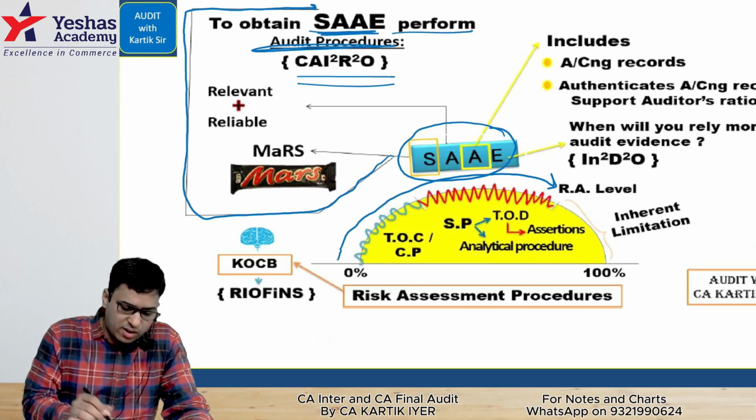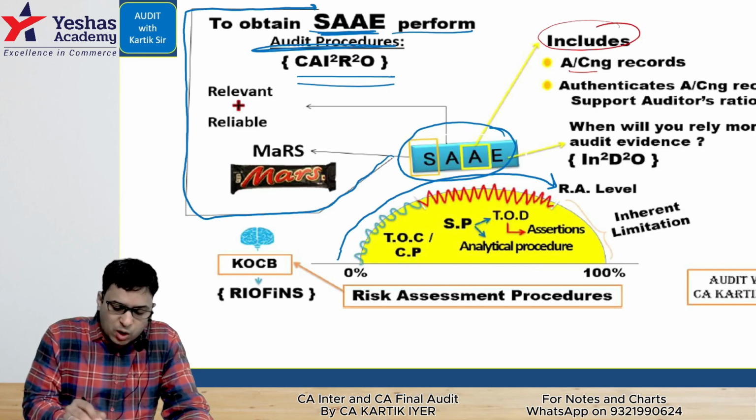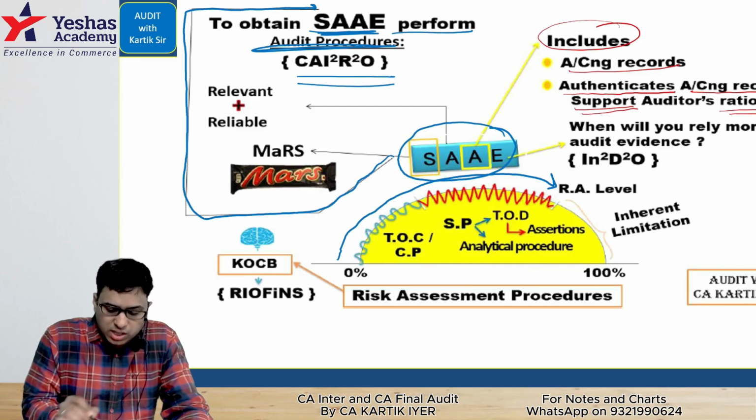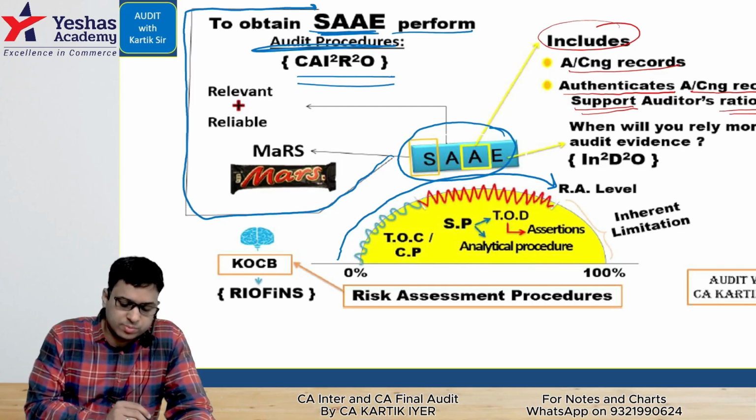First is, what is audit evidence is covered here. What is audit evidence? Question number one. It includes any accounting records or anything that authenticates the accounting record and supports the auditor's thinking. That is the definition. Question number one. Question number two.